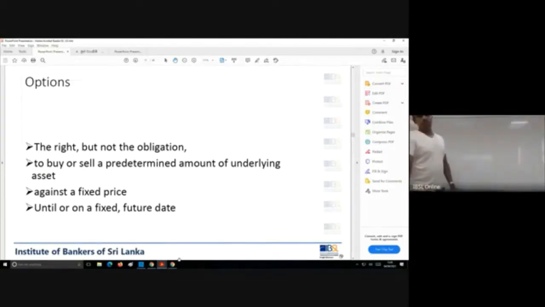The basic definition of an option is that it gives you a right without an obligation, right? It's a product where you have a right but no obligation. So if you want, you can go ahead. Otherwise, if you don't want, you can forget about it. These are the basic features of an option. It gives a right but not an obligation to buy or sell a predetermined amount of the underlying against a fixed price until or on a fixed future date. Now let's take an example.